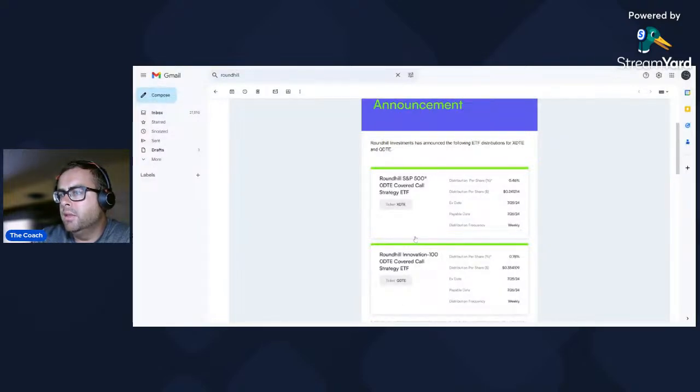So we've got the QDTE ticker symbol, 35-cent dividend this week. And then XDTE, we've got 24 cents. So when we do the spreadsheet analysis, we're probably going to see that the price of both of these funds has dropped because the market has really been dropping this week, and we had a really tough day in the market today. A lot of money was lost in the market today.